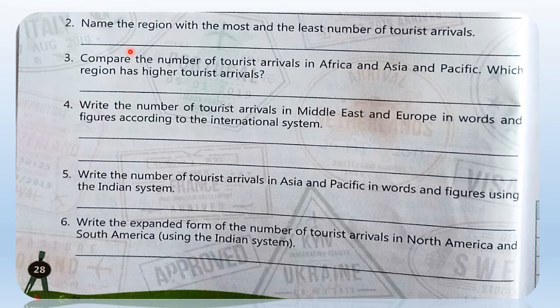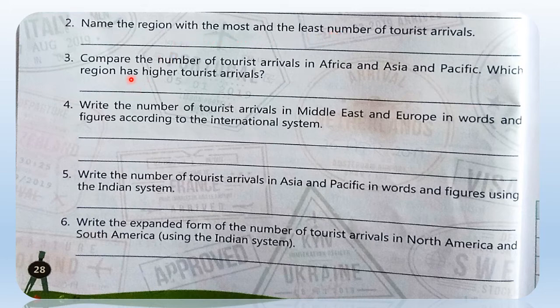Your next question is name the region with the most and the least number of tourist arrival. The most number of tourist arrival was in which region? You have to name that region. And the least number of tourist arrivals were in which region? So only 2 names will be your answer for this question.